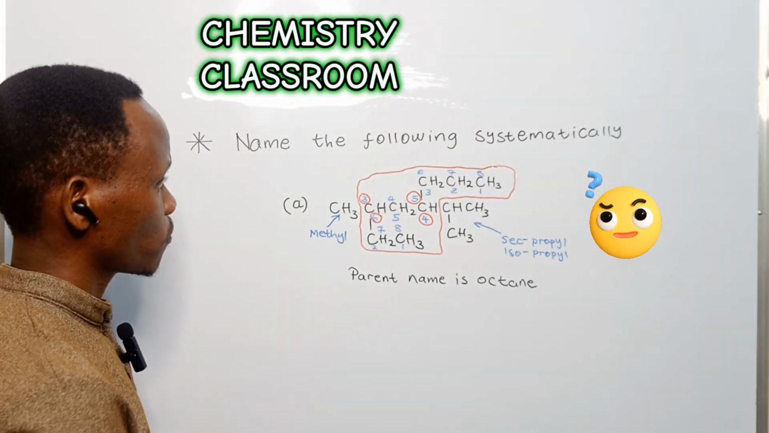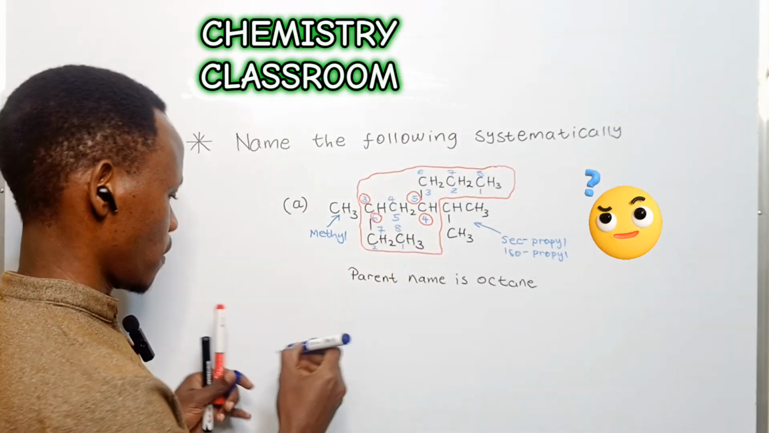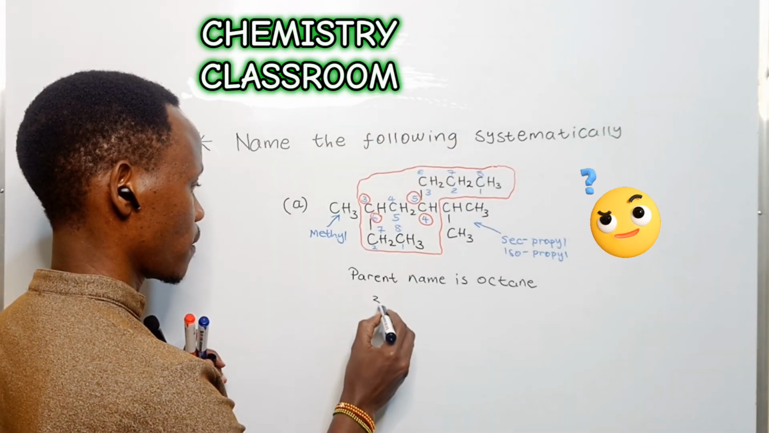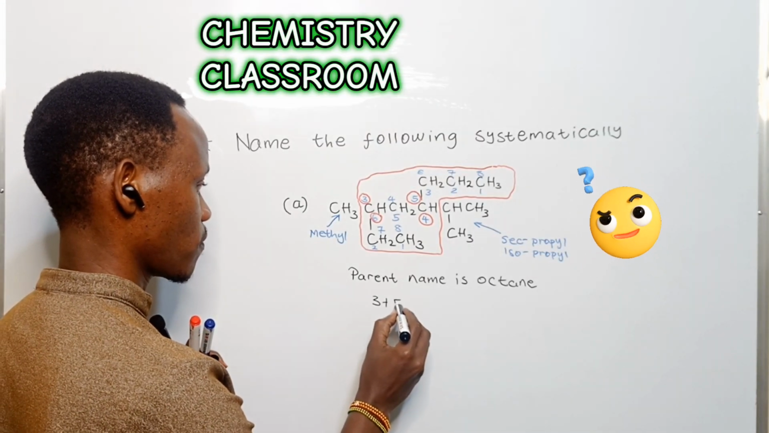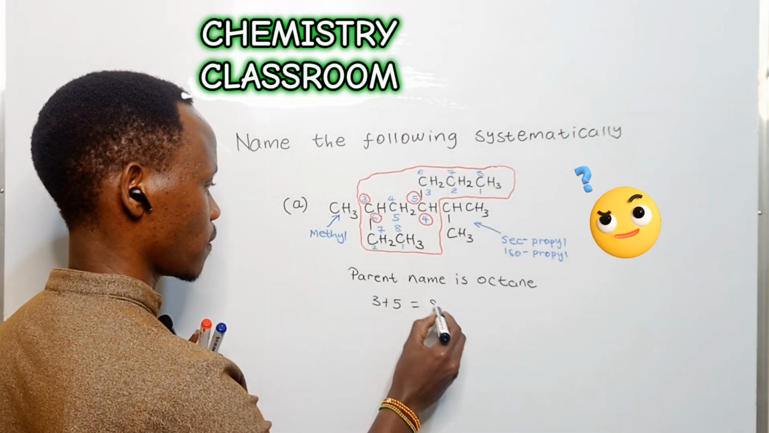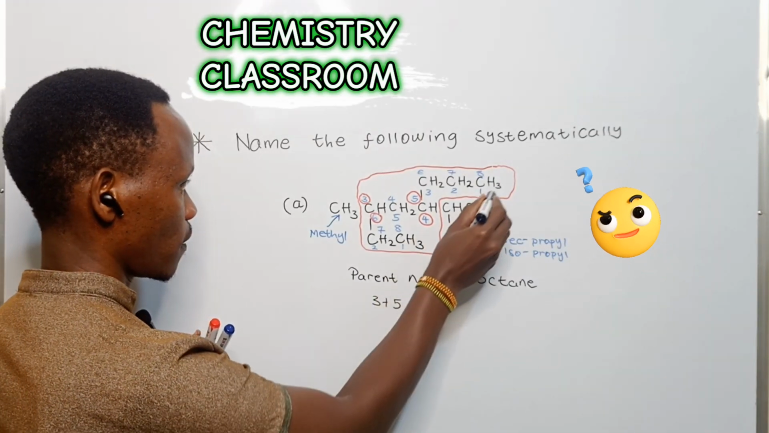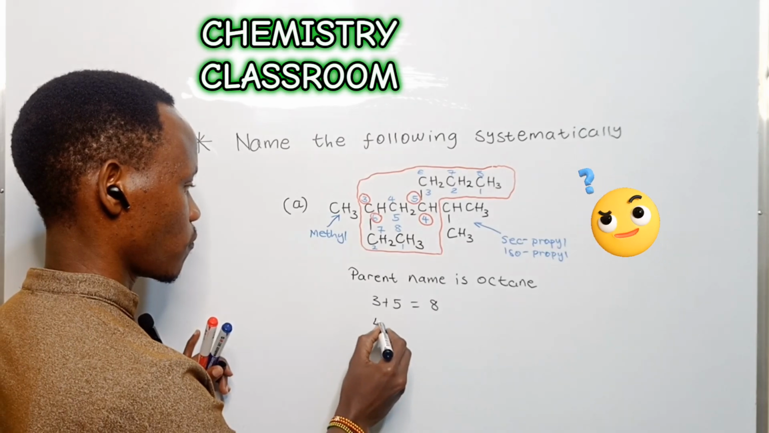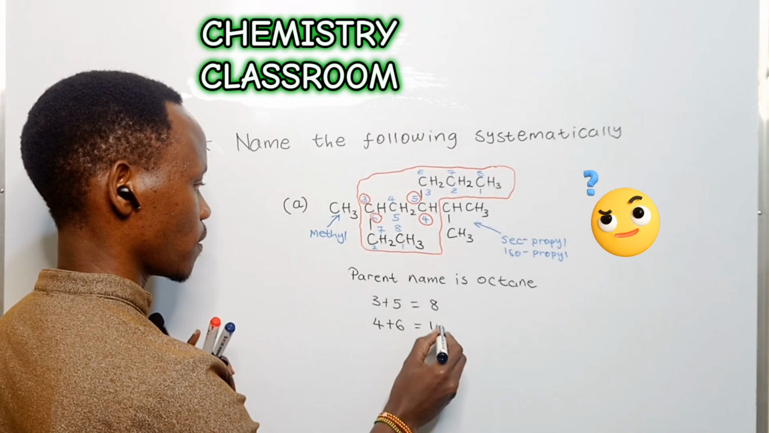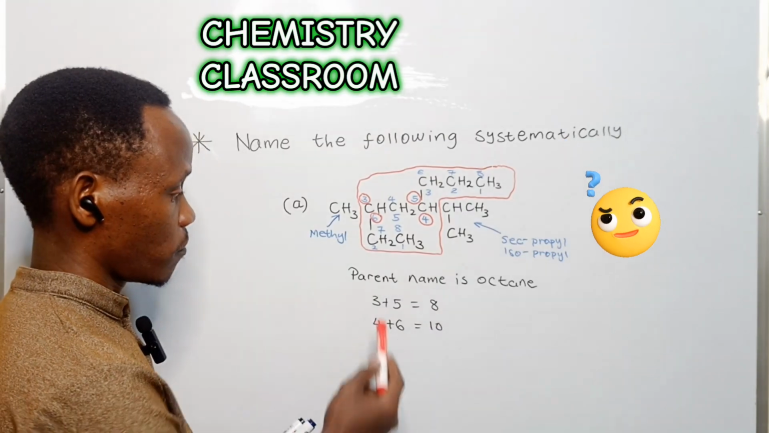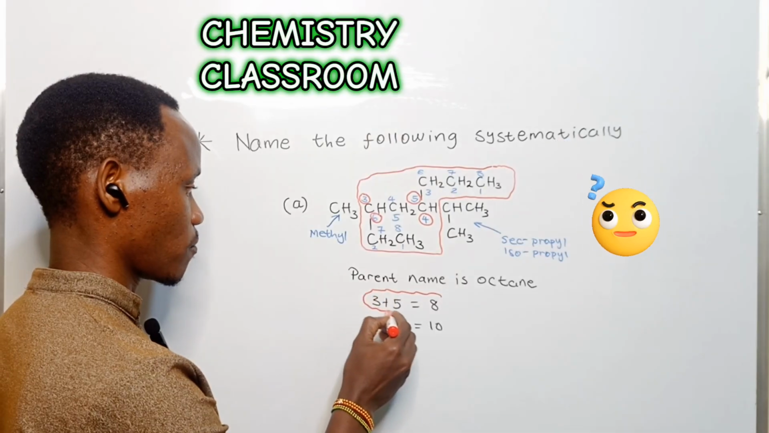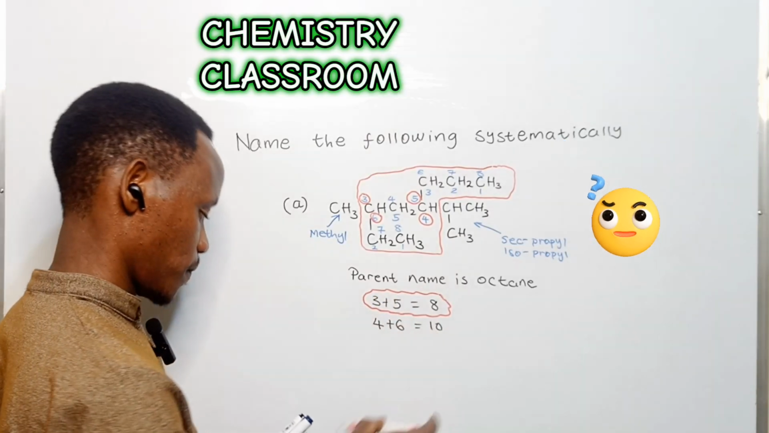After doing this, we are going to compute now the sum of substituents, and from that we have 3 summed up with 5 for those going that direction, and this gives us the sum of 8. And then coming backwards, we have 4 summed up with 6, which gives us 10. Now from these two sums we choose the lowest, and this is the lowest, so this is the one we are going to be using.